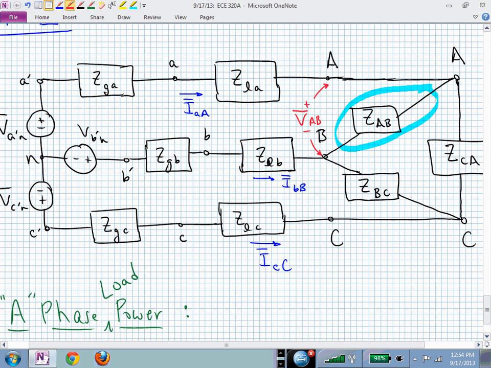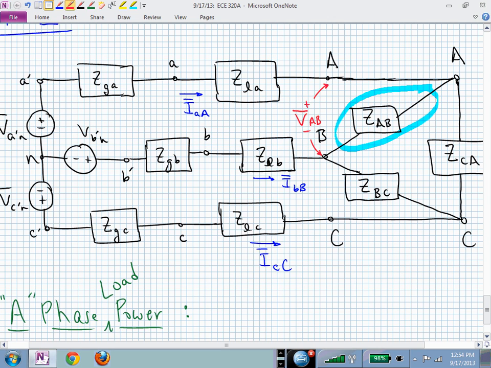So the question was, what's the difference between ZCA, it has an A in it, and ZAB, it has an A in it. I'm going to use the one that has the leading A in it, and that's just by convention. The A phase is going to be ZAB, then what's the B phase? ZBC, and the C phase will be Z sub CA. It's just convention. Okay, so we're going from A to B, that's the A phase, but that's a good question, it's a valid question, because there's two A's floating around. But that's my impedance that I'm wanting to know its power.